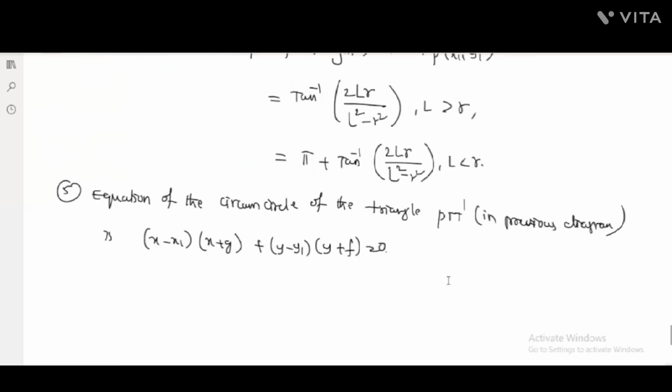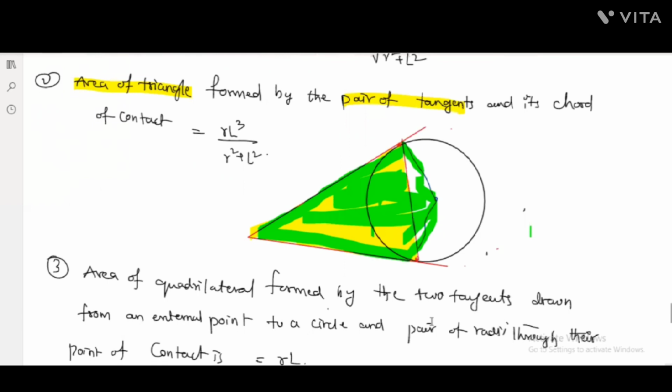So that means, if you look at this diagram, that equation passes through PTT dash, and this is the center, so it will go like this. The equation will go like this, and it always passes through the center of the circle. That's why the diameter of this circle becomes the distance between x1, y1 and minus g, minus f. That means these two become the end points of the diameter of the circle which circumscribes the PTT dash.